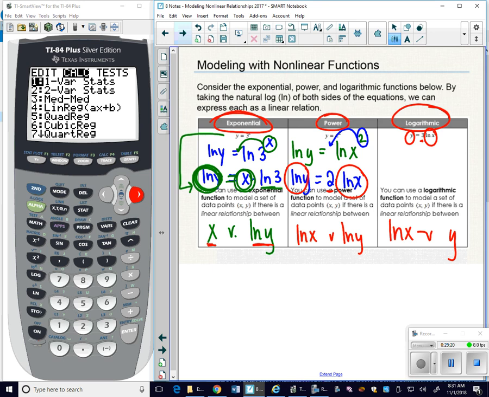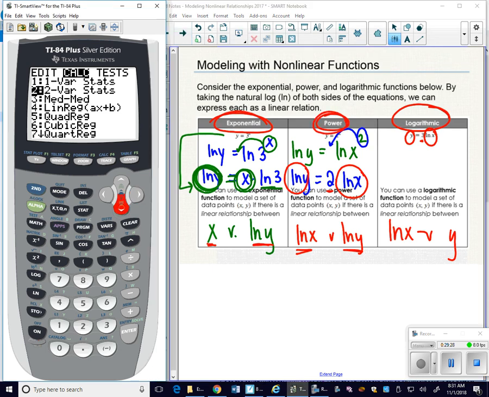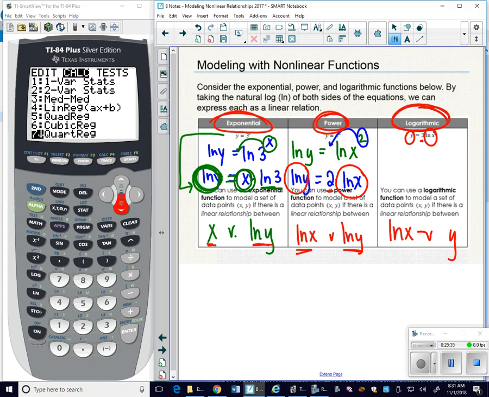If the transformation of the natural log of x versus the natural log of y looks linear, then I would just go ahead and do power regression using the original commands on my calculator. And if the natural log of x versus y is linear, then that would correspond to logarithmic regression on the original data. So let me show you what I mean.